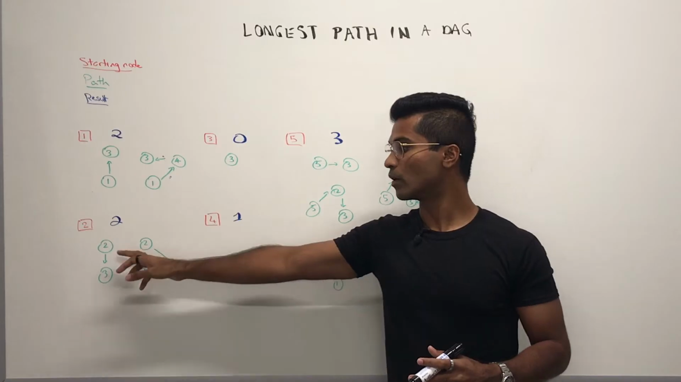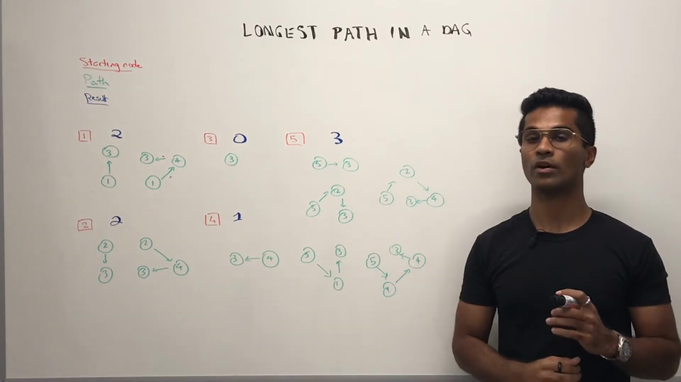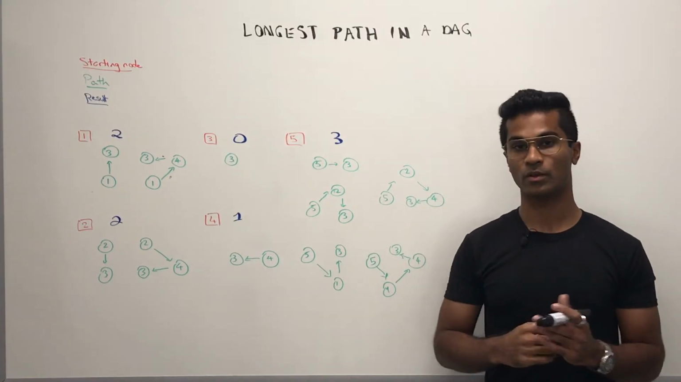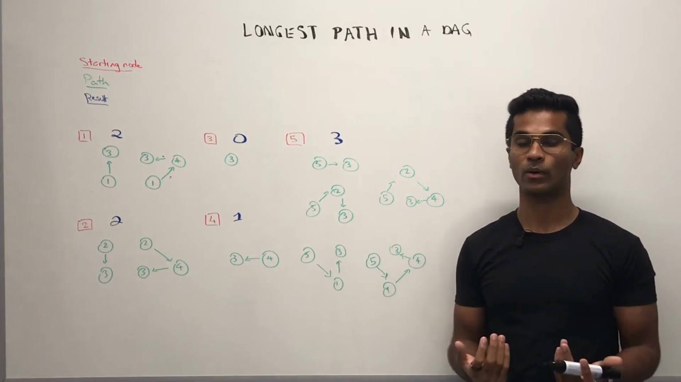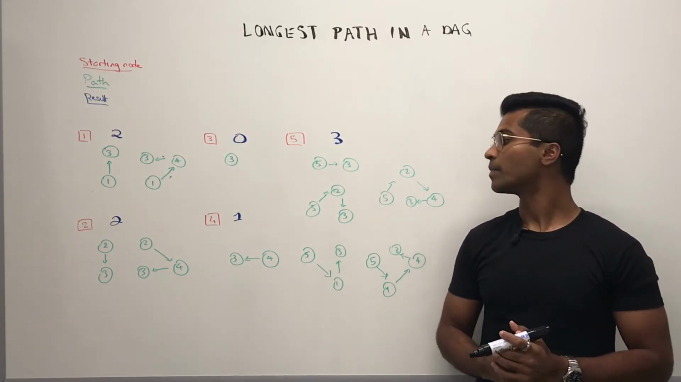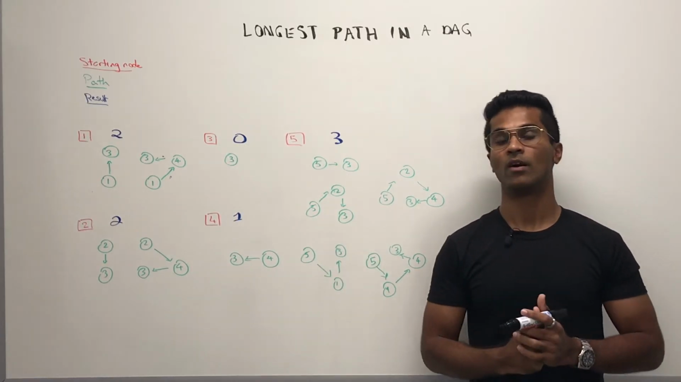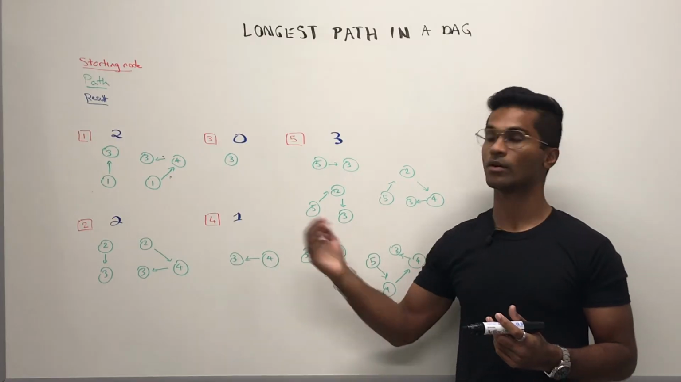Similarly, for 2, we can go from 2 to 3 or we can go 2, 4, and 3, and the output starting from node 2 is going to be 2. If we were to start at node 3, we can see it has no outgoing edges, so the longest path starting from node 3 is going to be 0. If we were to start at node 4, the longest path starting from node 4 would be 1, simply because all it can do is go to 3.